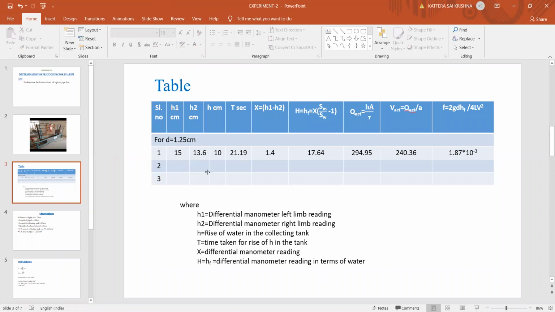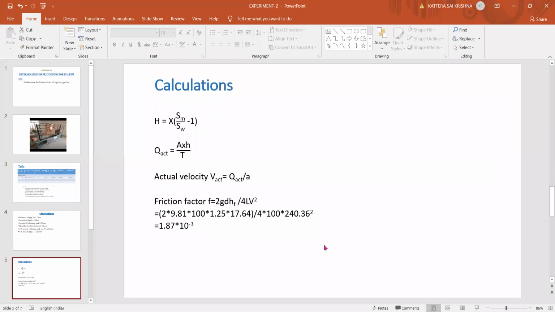So similarly, I'll give the readings here, H1, H2, and these 4 readings I'll give for this pipe. You need to calculate for the remaining values. I'll ask randomly some students. Everybody should calculate this. So shall I show the calculation part once? Yeah. Those who have not copied, please copy this.